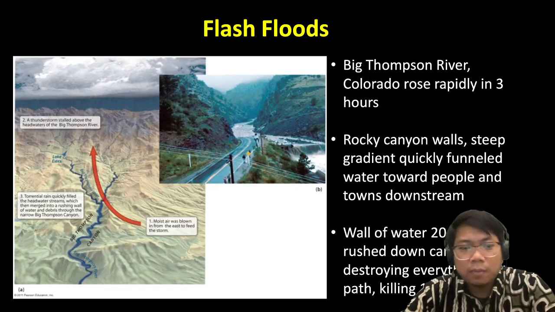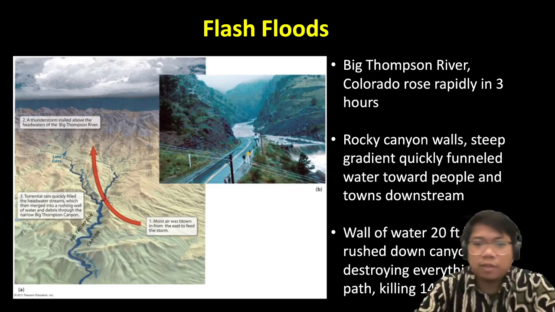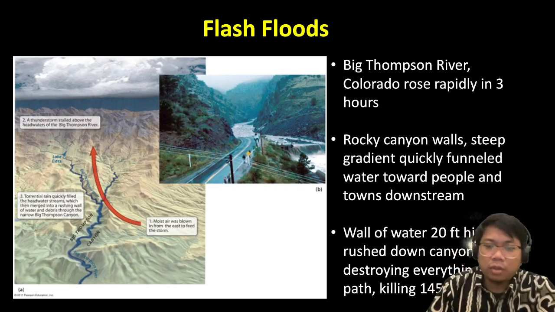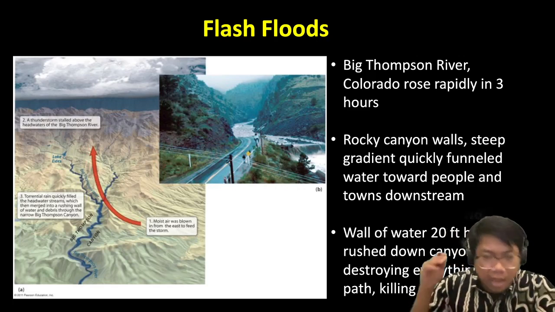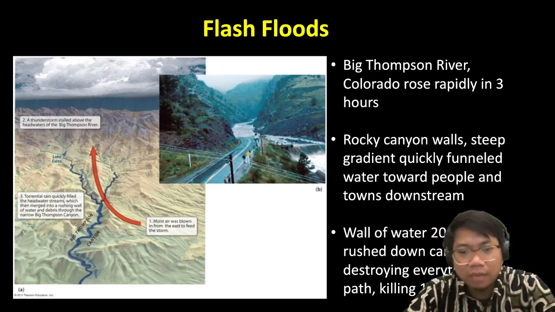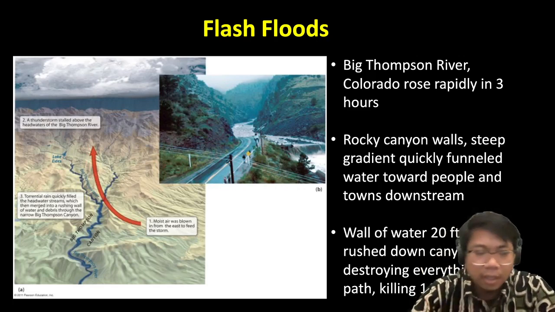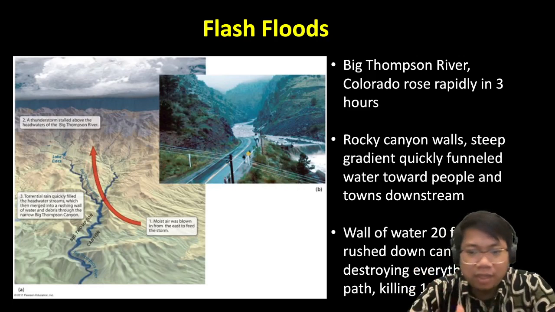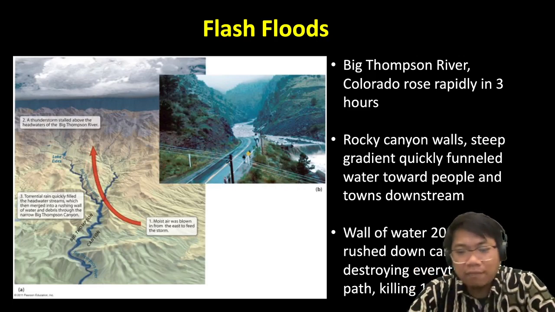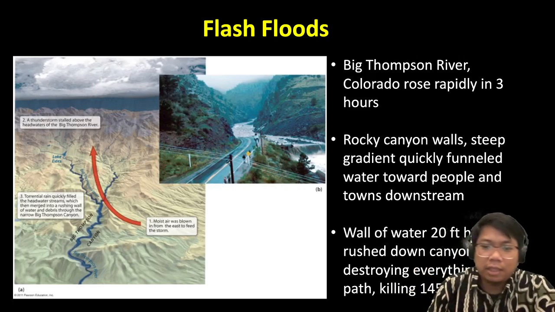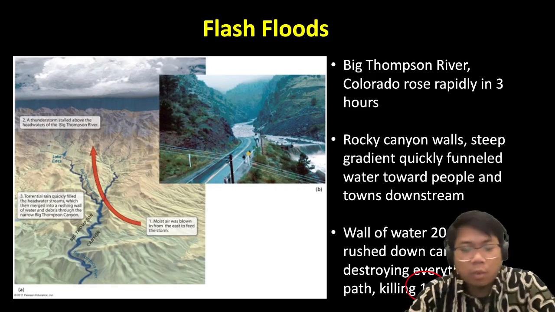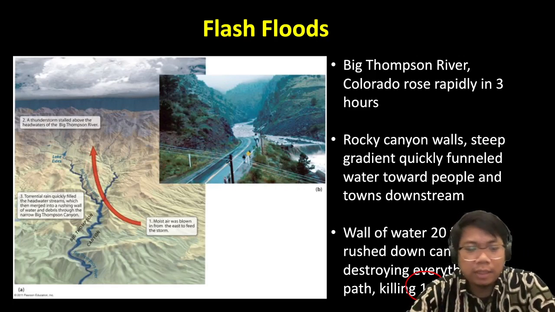Okay, so this is an example of a flash flood that happened in Colorado that rose rapidly in 3 hours. Rocky canyon walls and a steep gradient quickly funneled water toward people and towns located downstream, and a wall of water as high as 20 feet rushed down the canyon, destroying everything, and unfortunately, it killed 145 people during the floods.